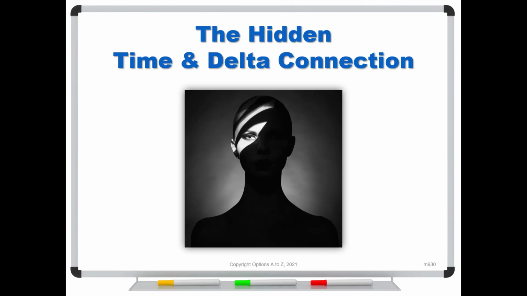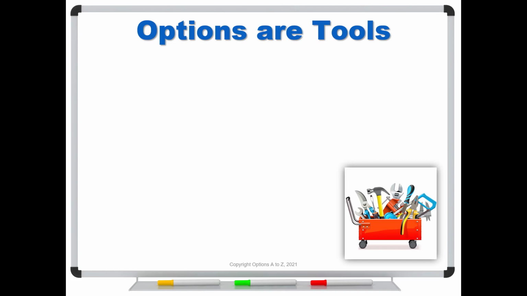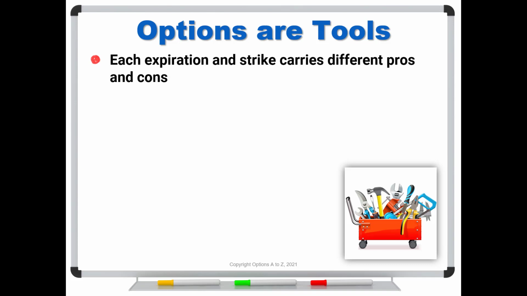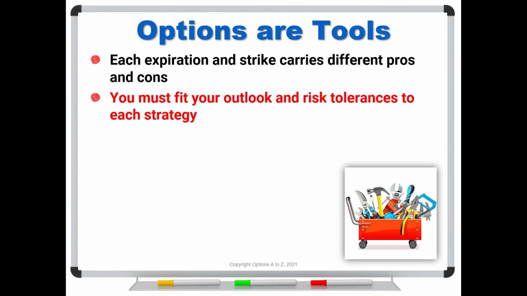There was another video called The Benefits of Short-Term Options, and there's a lot of different ways we could spin this title. But the most important point to get from this is that options are tools. And what I mean by that is that each expiration and each strike carries different pros and cons. They are all trade-offs, because if there weren't, there would be what's called an arbitrage between them. So you, as the trader, must fit your outlook and your risk tolerances to each strategy.